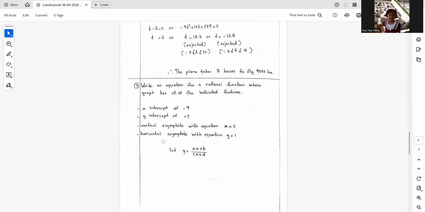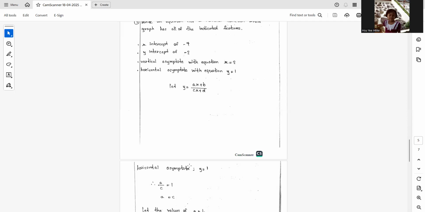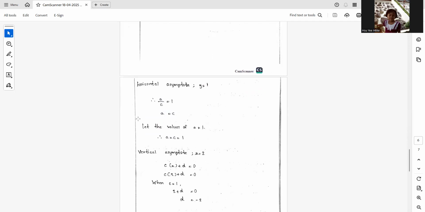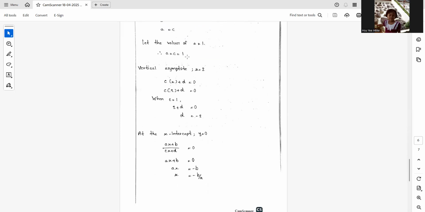So I let y is equal to (ax plus b) over (cx plus d). For the horizontal asymptote, we have y is equal to 1. So according to the function, we get a over c is equal to 1. This means that a is equal to c. So when we let the value of a be equal to 1, we get c is also equal to 1. So a is equal to c is equal to 1.